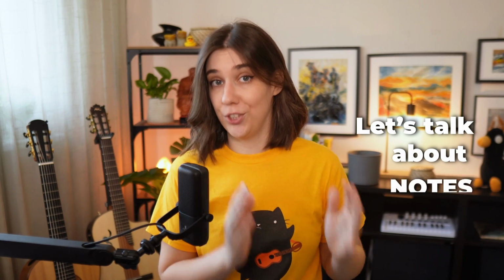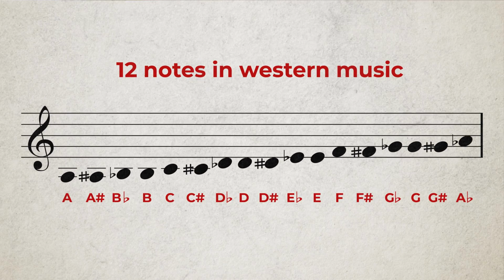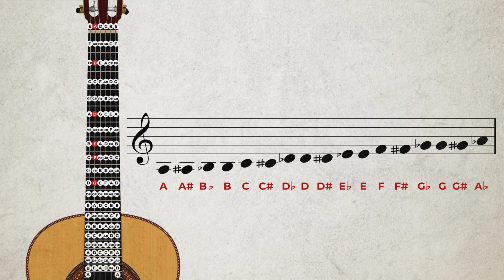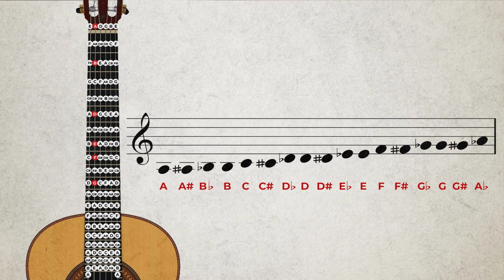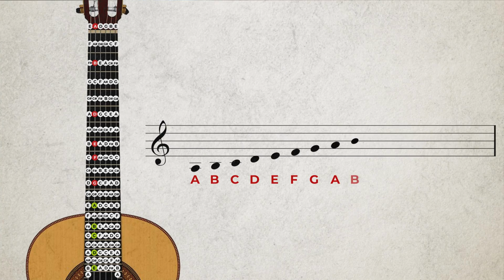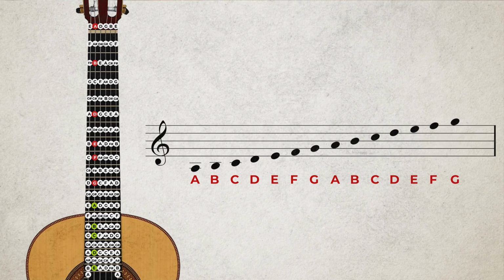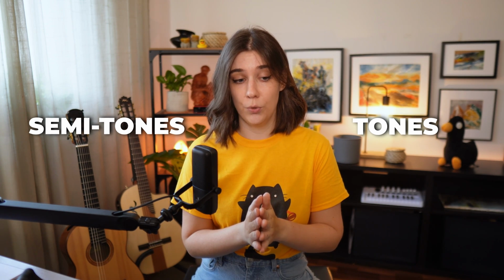First, let's talk about notes. There are 12 unique notes in Western music, and these notes repeat in a cycle across the fretboard. And it's important to remember that after the G note, it cycles back to A and repeats over and over again. These 12 notes are divided into tones and semitones, and we need to talk about them too briefly.